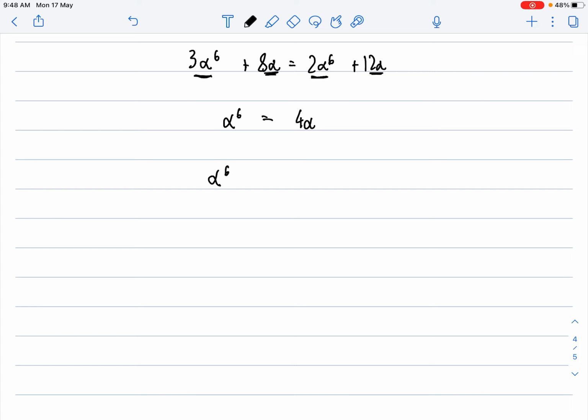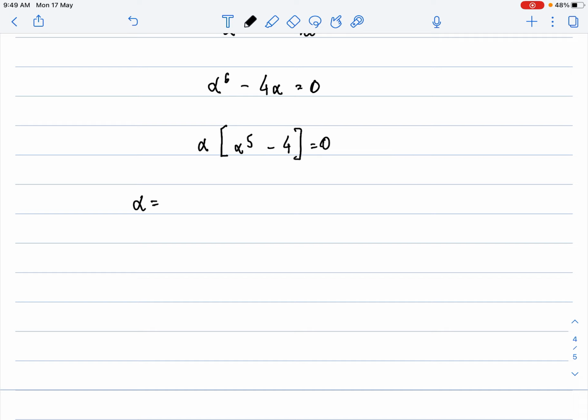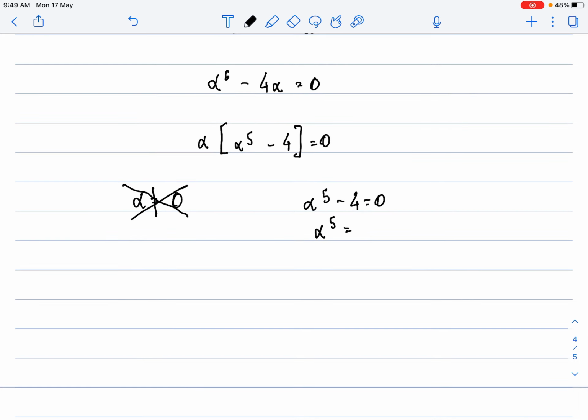So now I can write this as alpha raised to 6 minus 4 alpha is equal to 0. Here I can take alpha common to get alpha raised to 5 minus 4 is equal to 0. I know here I'll get alpha equals 0 and alpha raised to 5 minus 4 equals 0. I know this is not possible, alpha cannot be 0. So I can write this as alpha raised to 5 equals 4, which can give me alpha equals the fifth root of 4, which is the exact value of alpha.